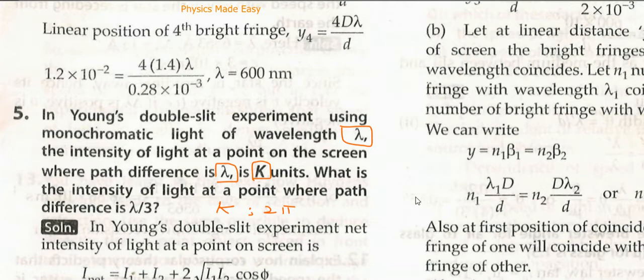And we have to find out intensity I when the path difference is lambda by 3. I have already said, if you want to find out phase difference, just replace lambda by 2 pi. So this is the phase difference. So we have to find intensity for this phase difference. It is given for phase difference 2 pi, and its value is k for phase difference 2 pi. We have to find out intensity of light for phase difference 2 pi by 3.